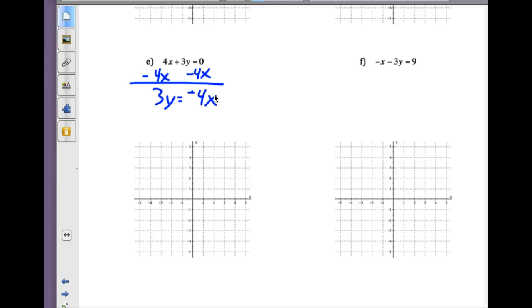Last period wanted to write plus 0. Should you write plus 0? You can if you want. Should you do it? Probably not. You can if you want, though.